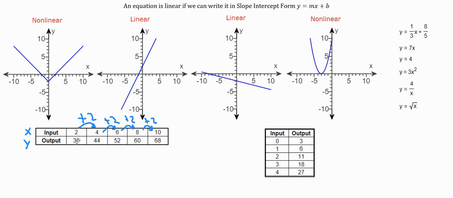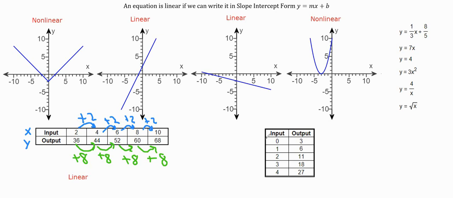And for the y values, the output to go from 36 to 44, we're going to add 8. Go from 44 to 52, we add 8. And that trend appears to be continuing. You can verify that. So that means we could write this table in slope-intercept form. So this is linear.